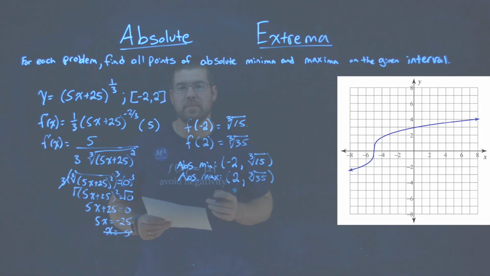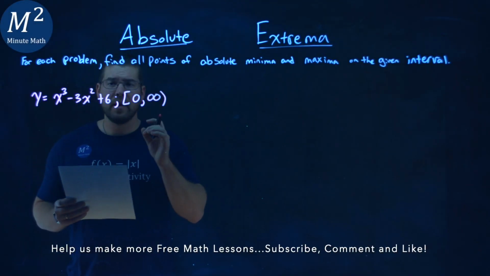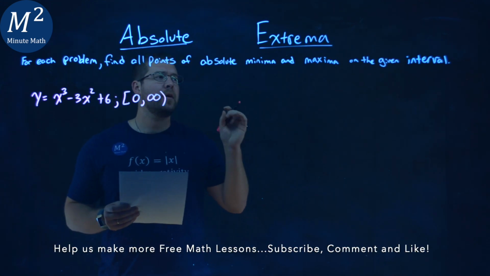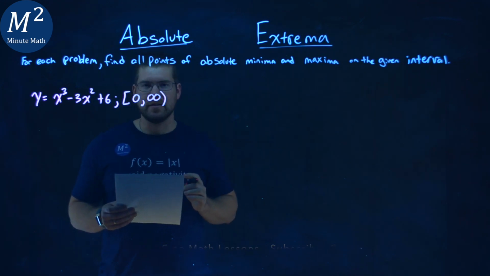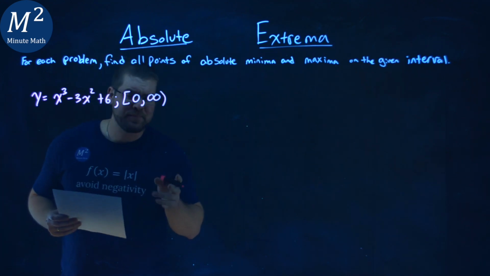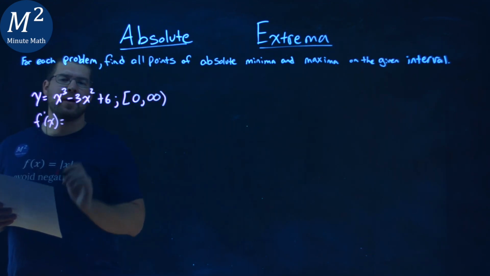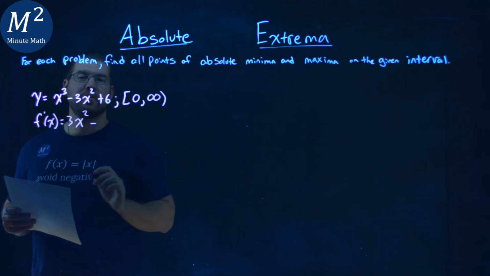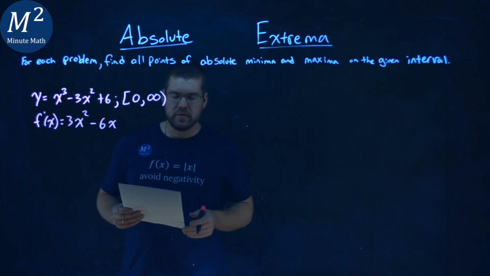We're given this problem right here, y equals x to the third power minus 3x squared plus 6, and we want to find all points of the absolute minima and maxima on our given interval from 0 to positive infinity. Anyway, first step, find the derivative. So we take our function, find the derivative, we're using the power rule. 3 comes down, x squared. Minus 2 times 3 is a 6, x, and then derivative of 6 is just 0.